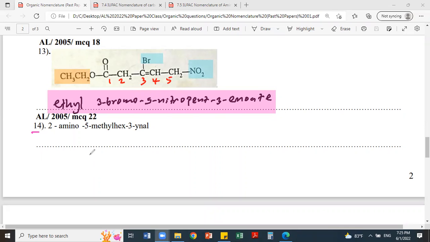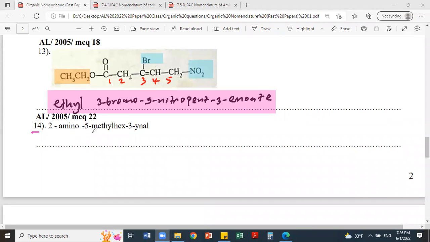2 amino, 5 methyl. 1, 2, 3, 4, 5, 5 methyl. Hex 1, 2, 3, 4, 5, 6. Inal, 3 inal. 1, 2, 3. Yeah, correct. Very good. That's correct, Tisa.